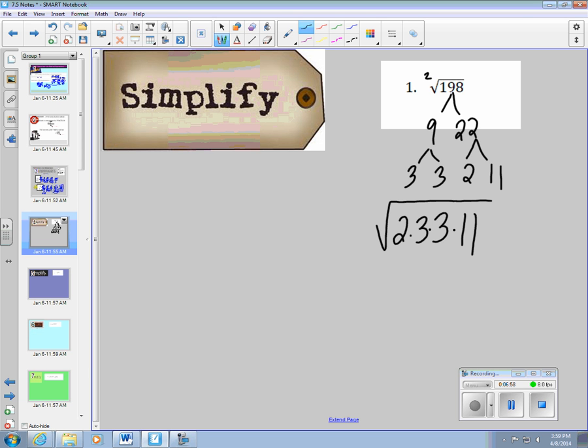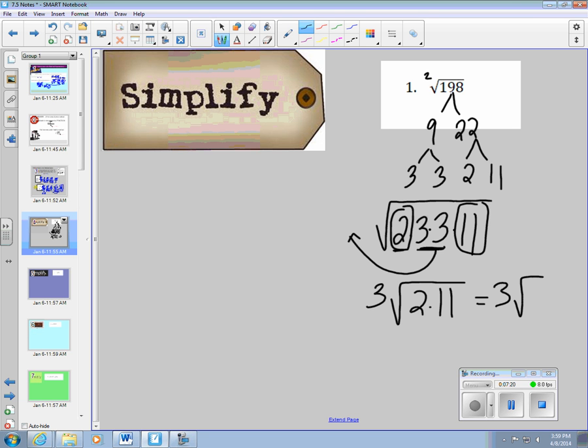And because our index is 2, we're looking for groups of 2 of the same numbers. Notice we don't have two 2's, so we're going to keep the 2 underneath the radical. We have a pair of 3's here, so we're going to bring a 3 out in front. So we have 3 times the square root of 2 times 11. Notice I didn't bring an 11 out because there wasn't a pair of them. So our simplified answer is going to be 3 times root of 2 times 11, which is 22. So our answer is 3 root 22.